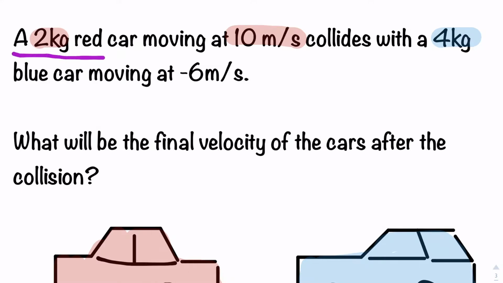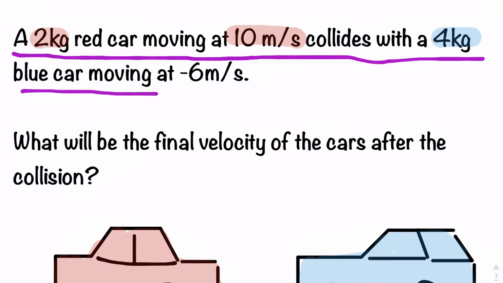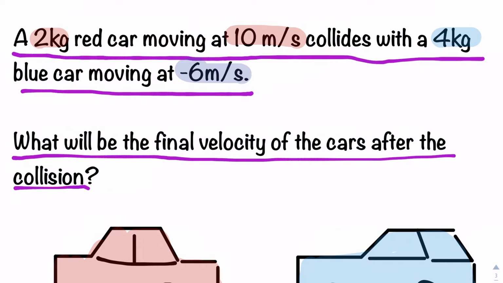A 2 kilogram red car moving at positive 10 meters per second collides with a 4 kilogram blue car moving at negative 6 meters per second. Okay, so we've got a scenario here set up. Let's see, what's the question that they're going to ask? What will be the final velocity of the cars after the collision? All right, this is an information-dense slide, but let's think about it for a second. We've got the mass of the red car and its velocity, and the mass of the blue car and its velocity.